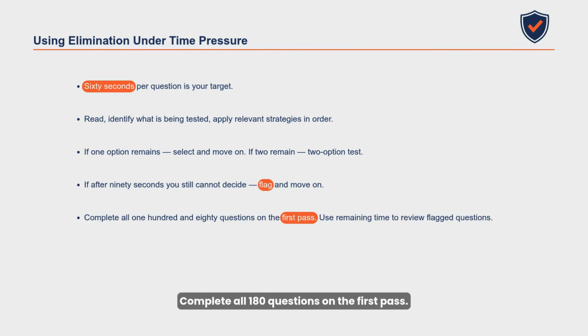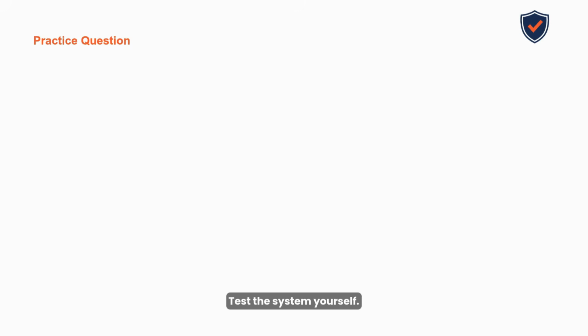Complete all 180 questions on the first pass. Use remaining time to review flagged questions. With clock pressure reduced, your reasoning improves on the second read. Most flagged questions resolve quickly. Test the system yourself.